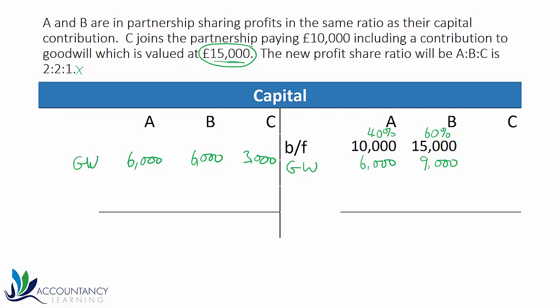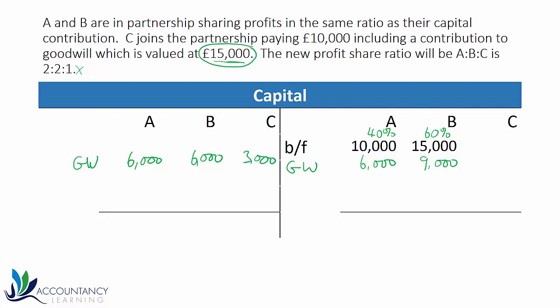So we can see for partner A, the goodwill on the debit side is the same as the goodwill for the credit side. So there's no overall effect on partner A. Whereas for partner B, we've got 6,000 on the debit side and 9,000 on the credit side. So there is going to be some effect here. And then we can see that partner C has 3,000.